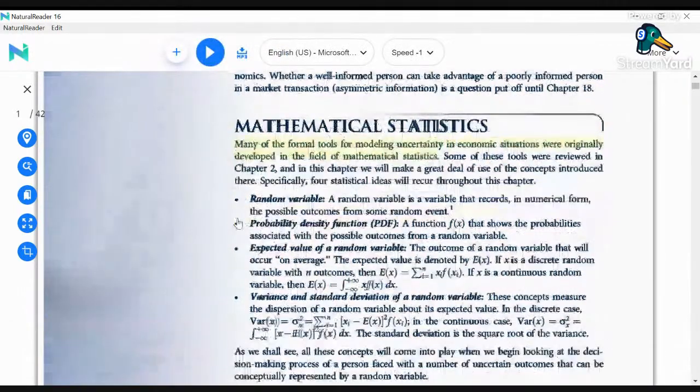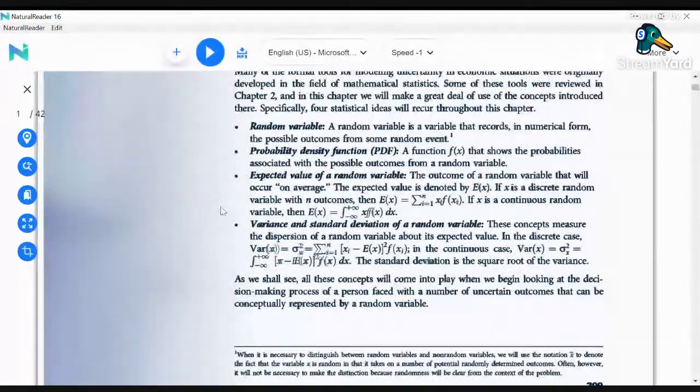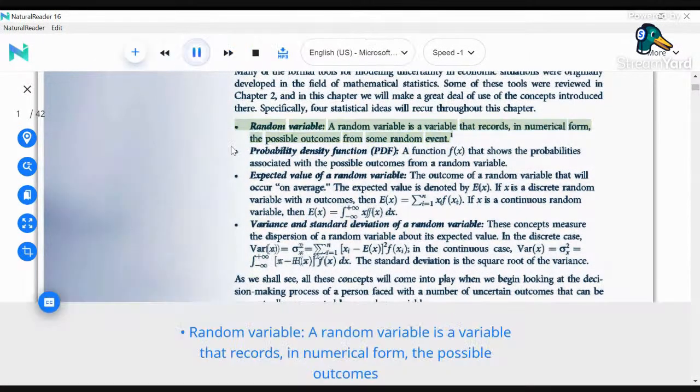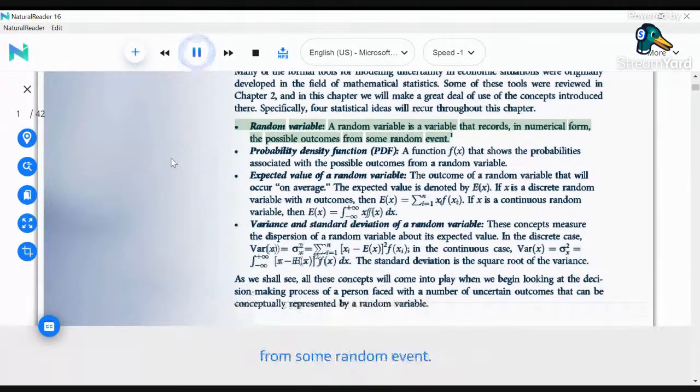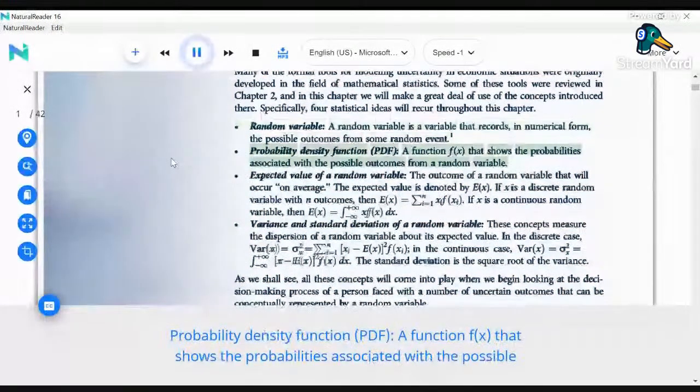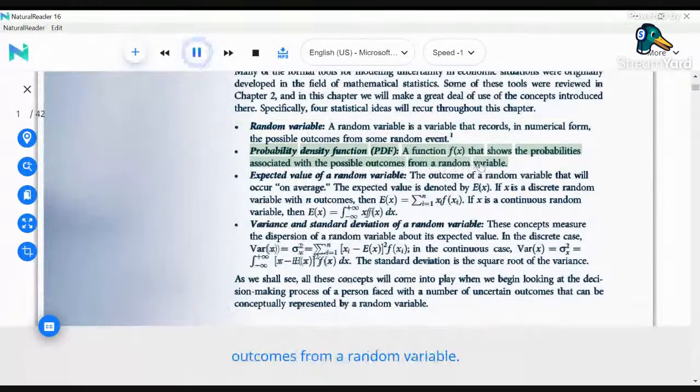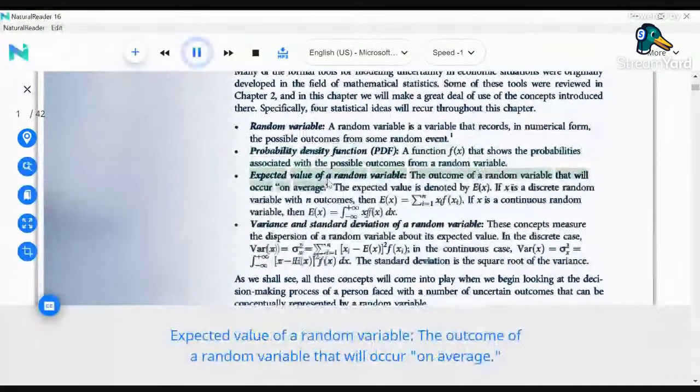Ya, jadi dalam chapter ini akan mempelajari ada 4 hal yang khusus dari bidang ilmu statistik. Random variable. A random variable is a variable that records, in numerical form, the possible outcomes from some random event. Probability density function, PDF, a function f(x) that shows the probabilities associated with the possible outcomes from a random variable. Expected value of a random variable, the outcome of a random variable that will occur on average.